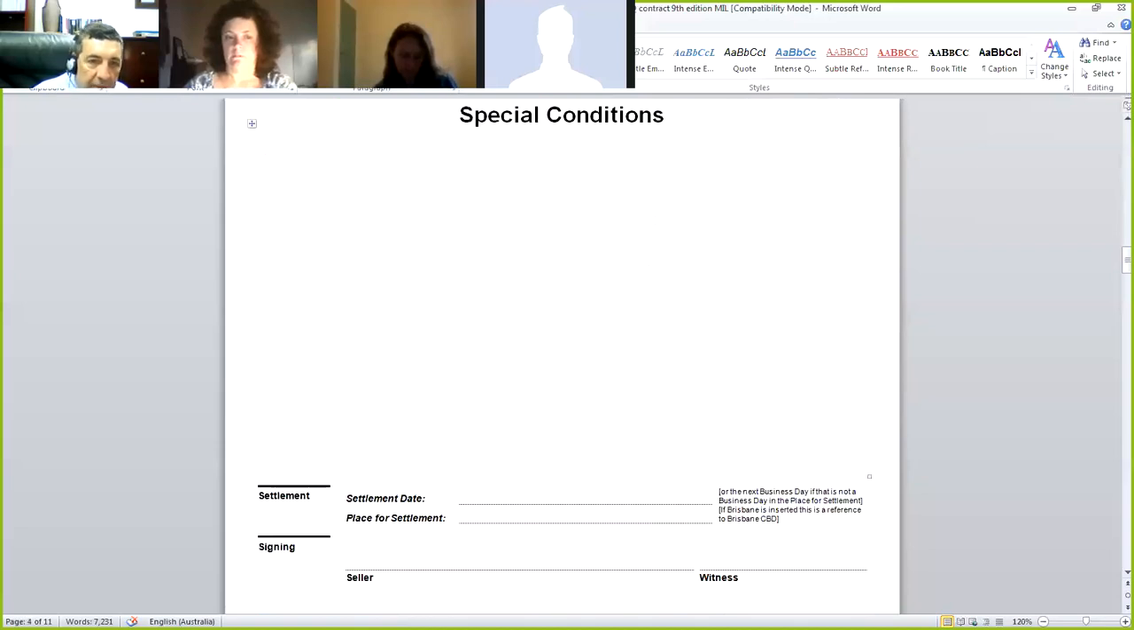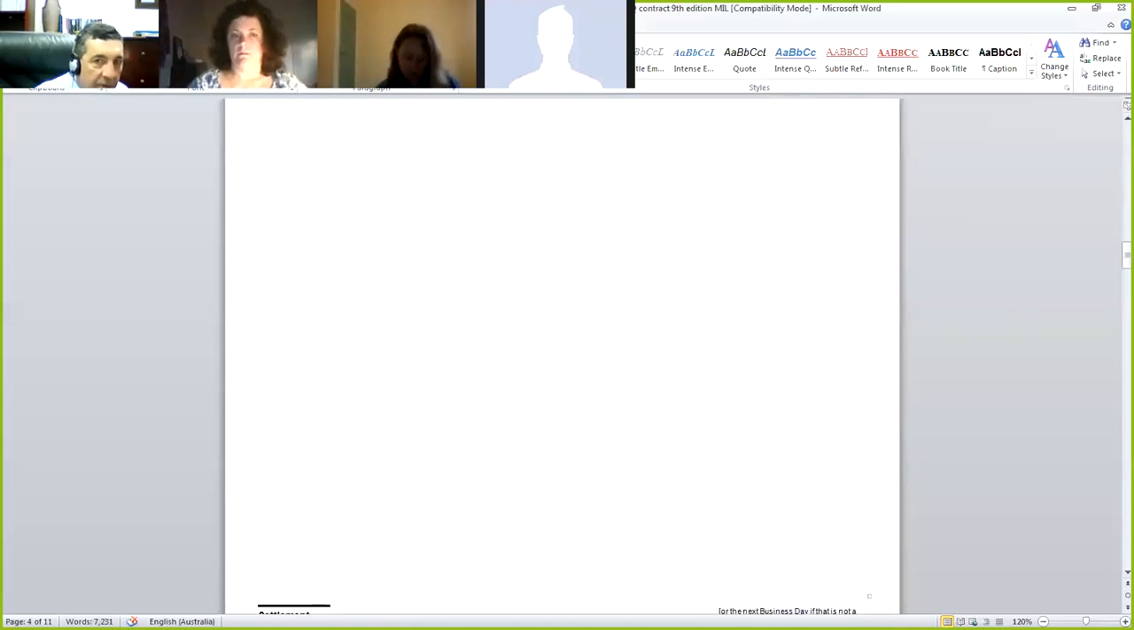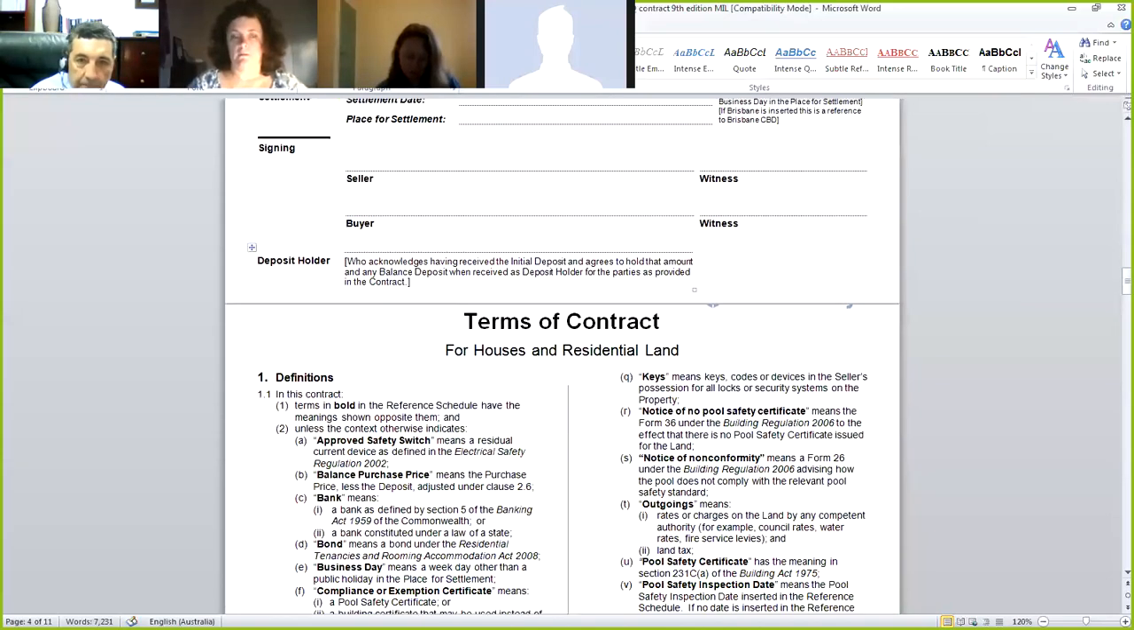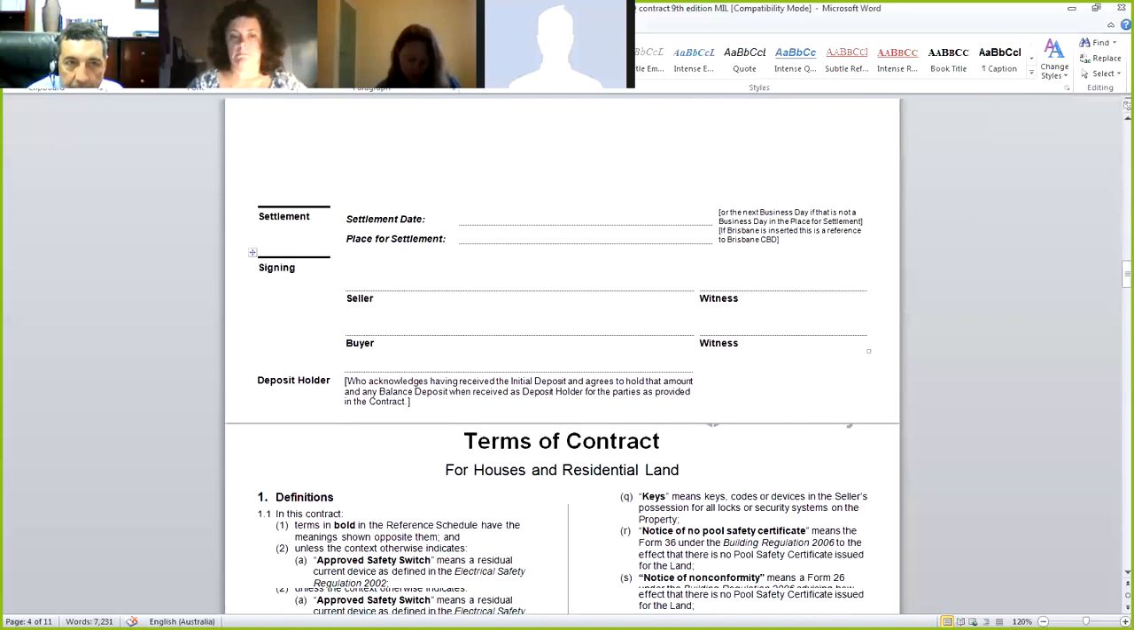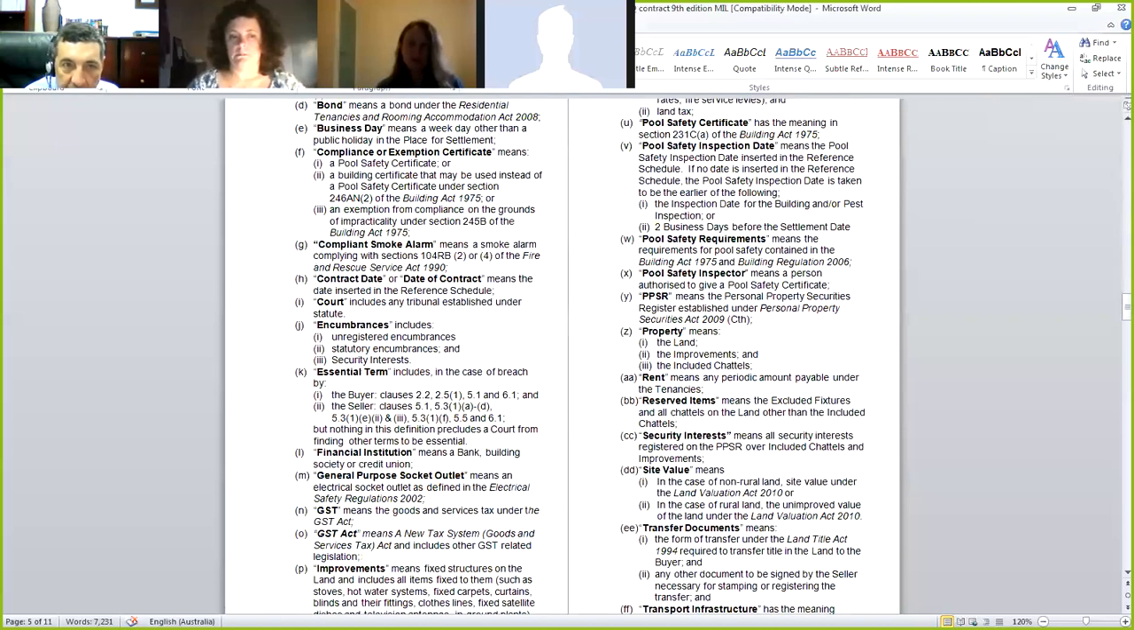Special conditions, these can be very wide and varied. A very common special condition is that the contract is subject to the sale or completion of a sale of the purchaser's own property. But there are many other special conditions that might be inserted. Now I'm just going to work my way down to some of the more important conditions to bring to your attention.